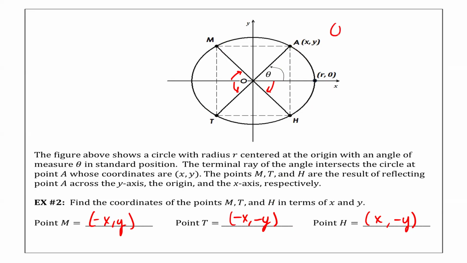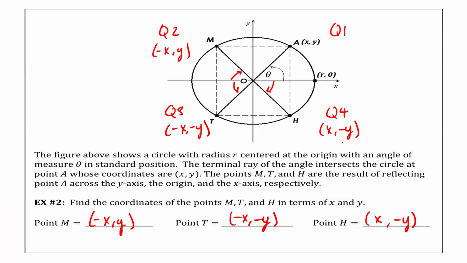In quadrant 1, X and Y are both positive, correct? In quadrant 2, X is negative and Y is positive. In quadrant 3, both are negative. I didn't mean to write 3, I meant to write an X. X and Y are negative, and in quadrant 4, X is positive, Y is negative.